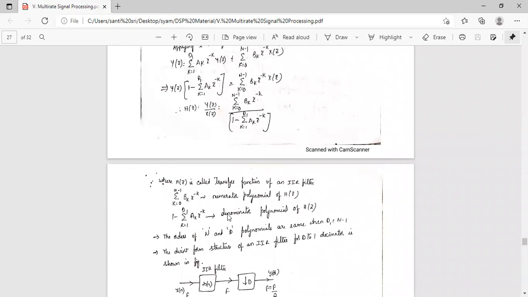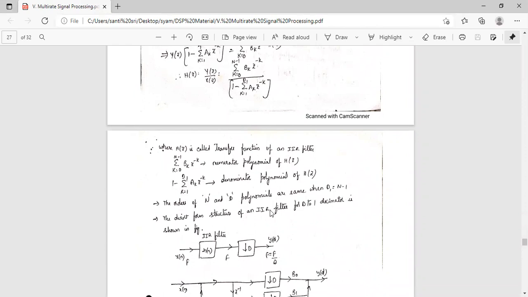So sigma k equal to 0 to N minus 1 b k into z power minus k is nothing but the numerator polynomial of H of z, and 1 minus sigma k equal to 1 to N minus 1 a k into z power minus k is nothing but the denominator polynomial of H of z. So the orders of the numerator and denominator polynomials are the same, right? If the upper limit is N minus 1, the order of the numerator polynomial and denominator polynomial both are the same.